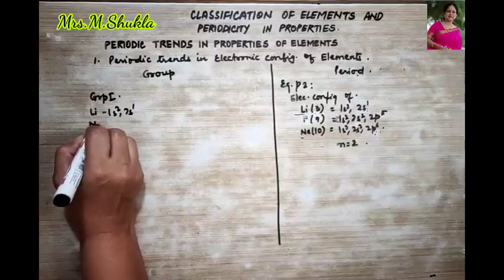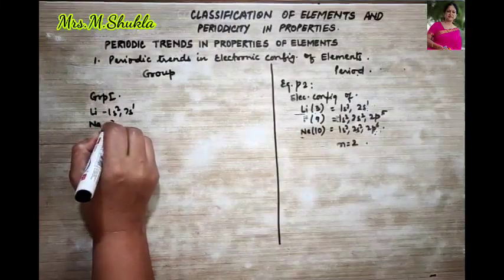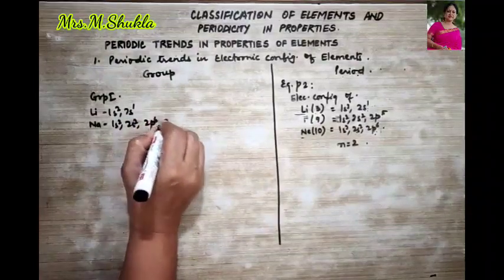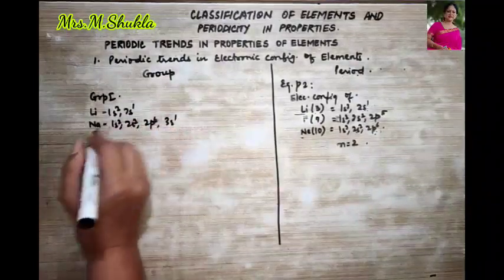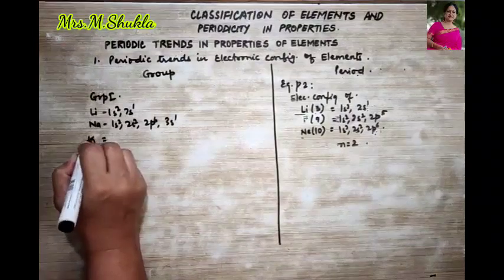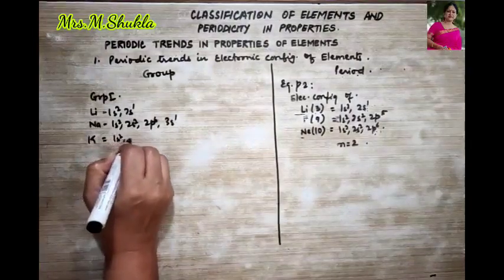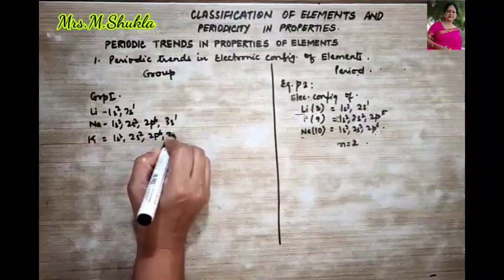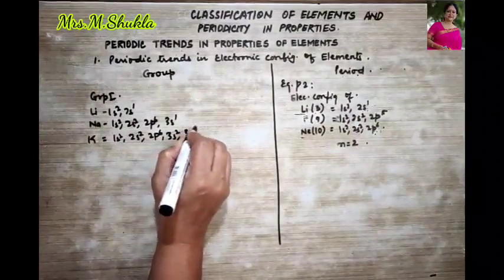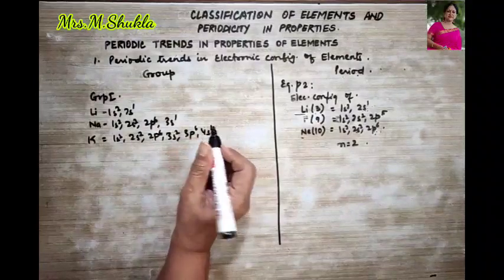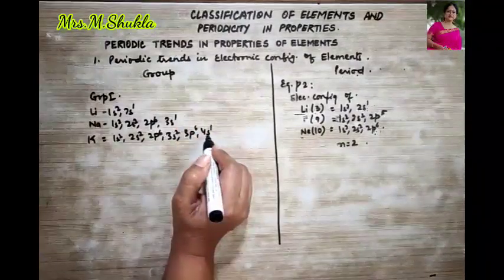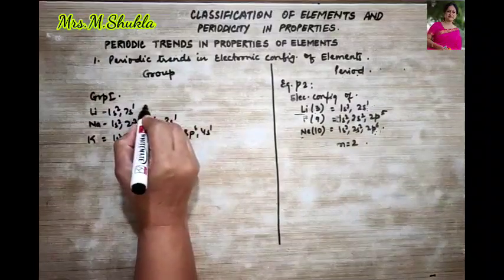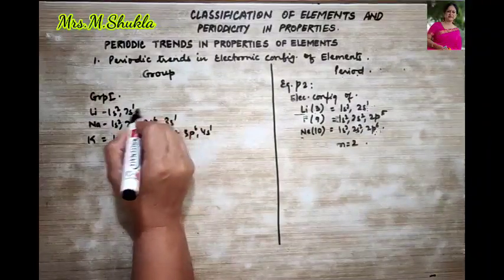Then for sodium, if you configure it, it is 1s2 2s2 2p6 3s1. For potassium, you get 1s2 2s2 2p6 3s2 3p6 4s1. So what did you see? Let us also write down the condensed configuration and check there.